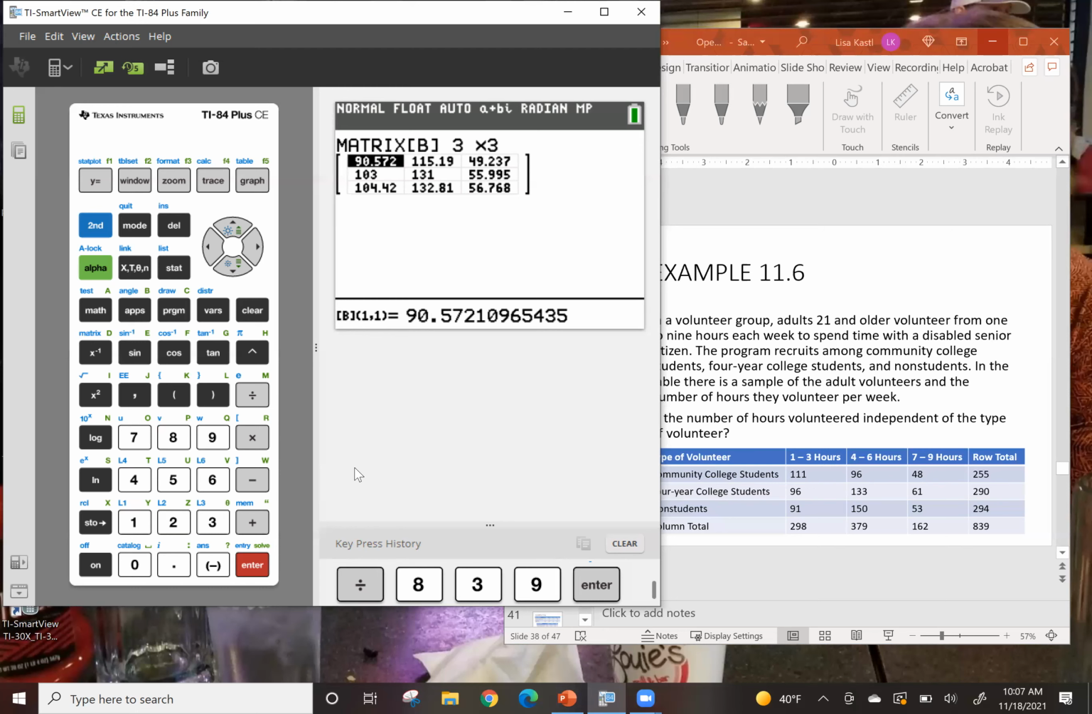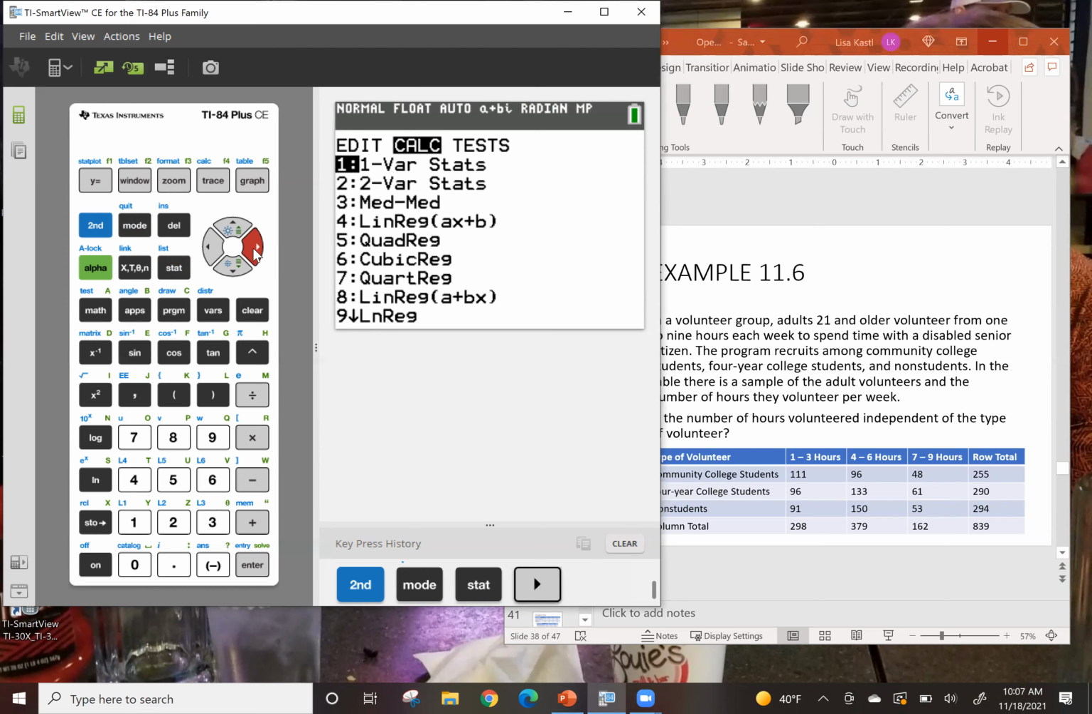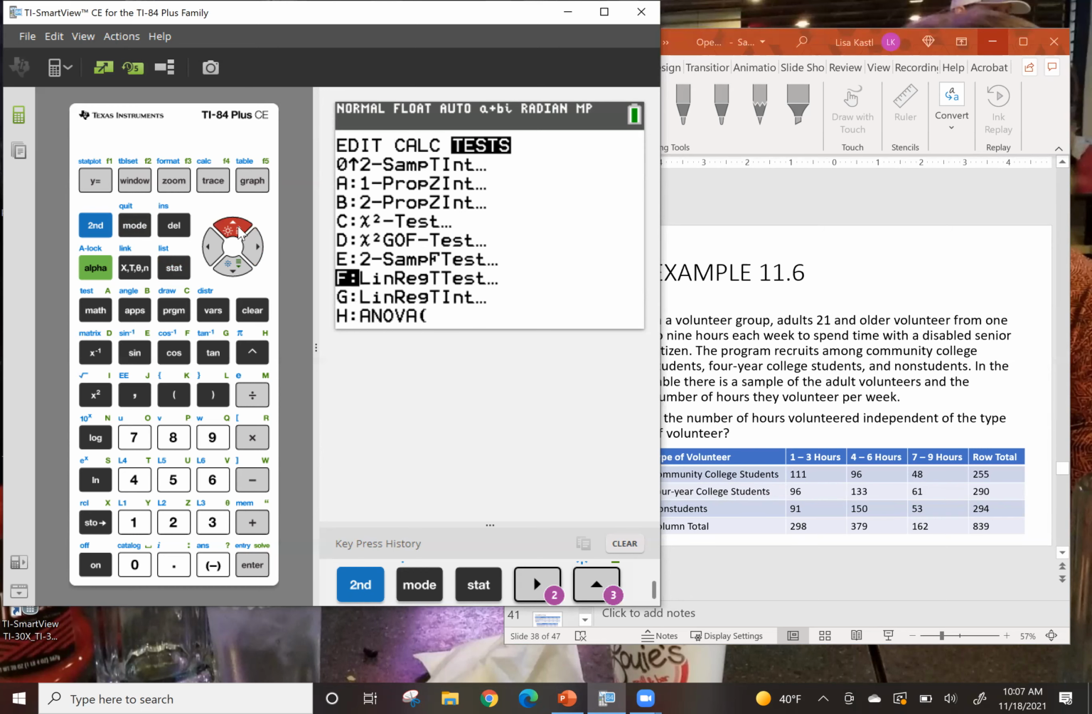So I have my observed values in a matrix, that table, and I have the expected values in a table. So I'm going to exit out of my matrix menu because I'm done with putting matrices in for now. So now I'm going to go conduct the chi-squared test for independence. So I'm going to go to stat tests, and I'm going to find the chi-squared test, which is C.